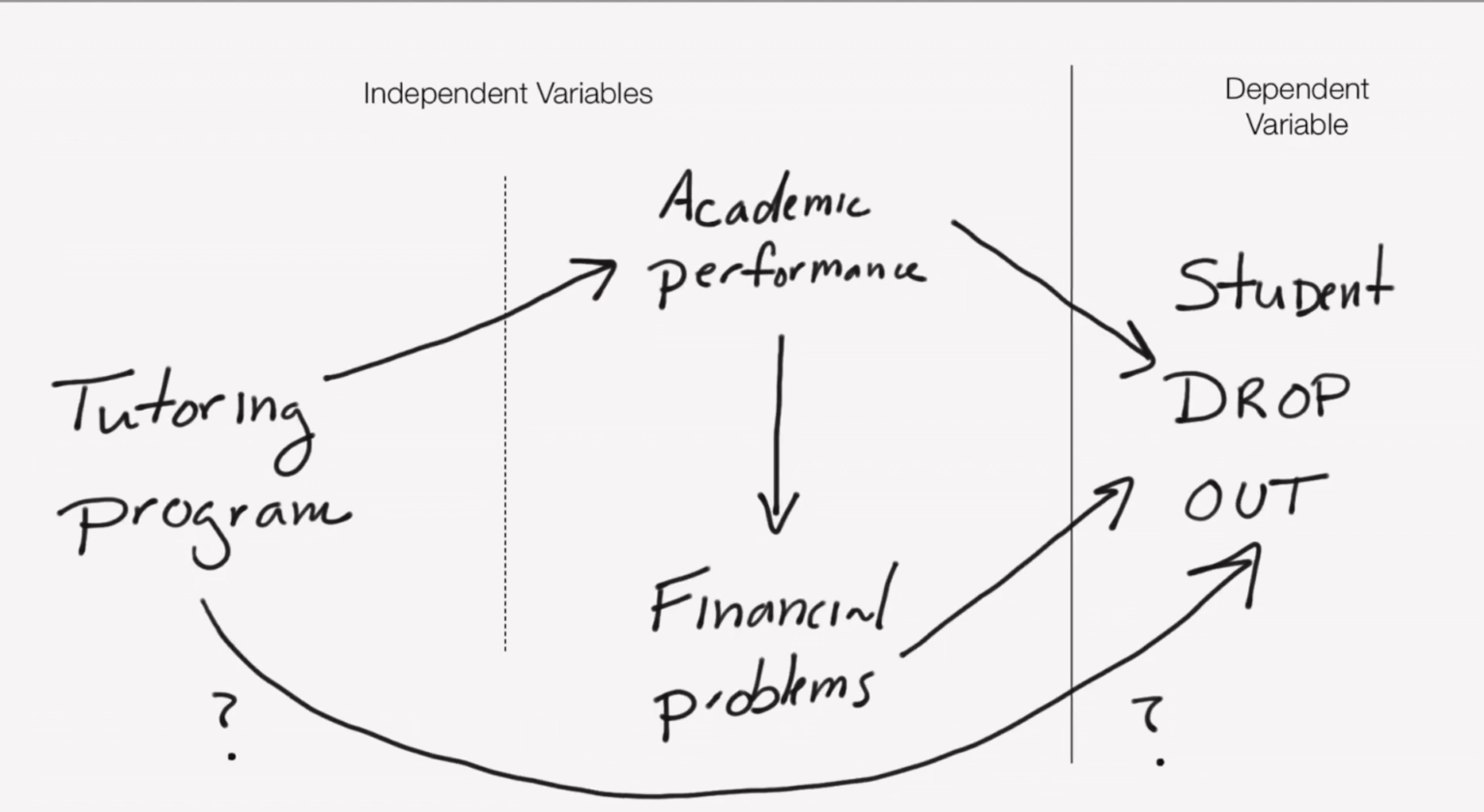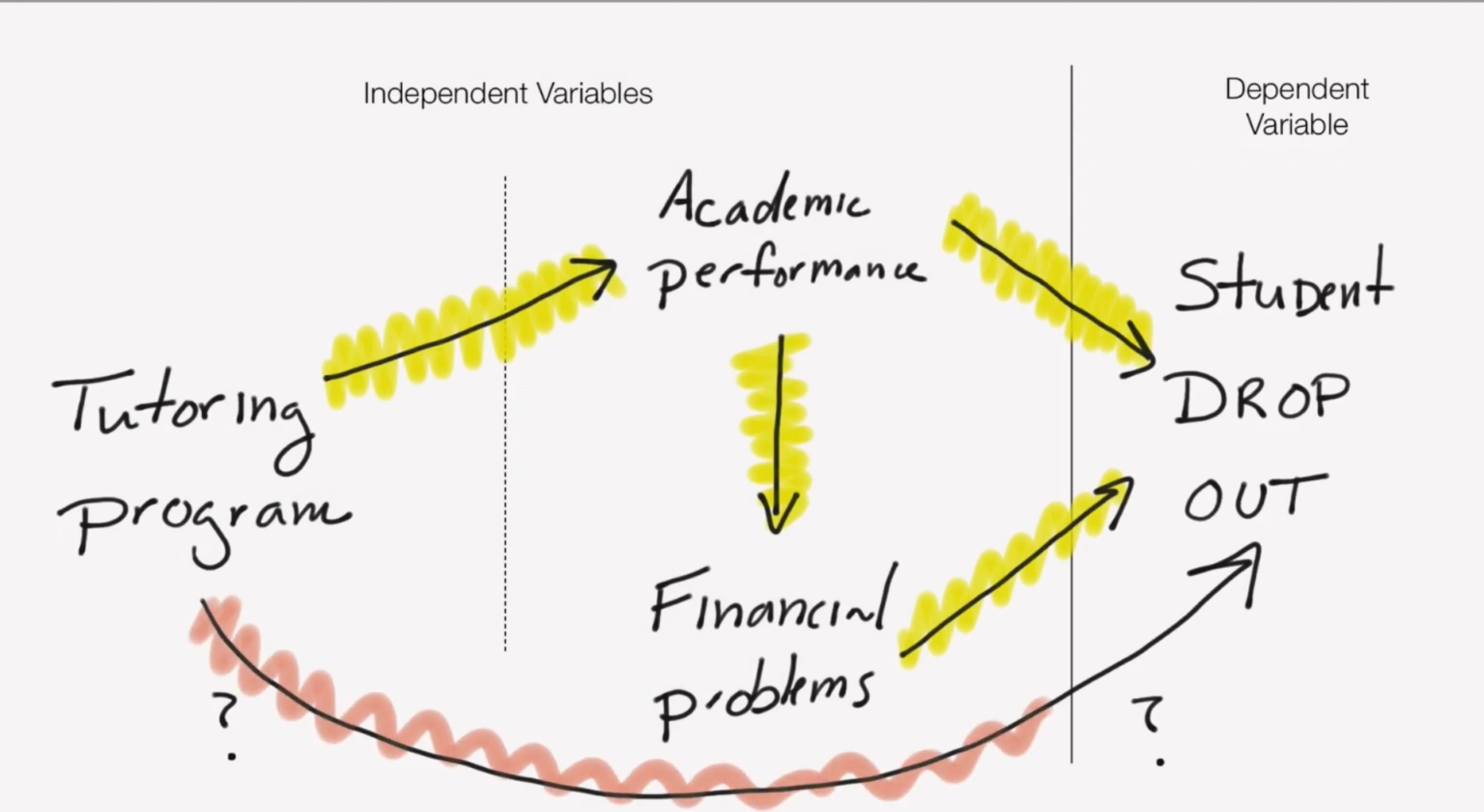So the real idea behind causal modeling is to give you a sense of where to look for your statistical effects. If we're doing an analysis of data, we might expect to find the biggest statistical effects where I'm highlighting the yellow arrows. That is, we might expect to find statistical effects between academic performance and financial problems, academic performance and student dropout, financial problems and student dropout, and the tutoring program and academic performance.